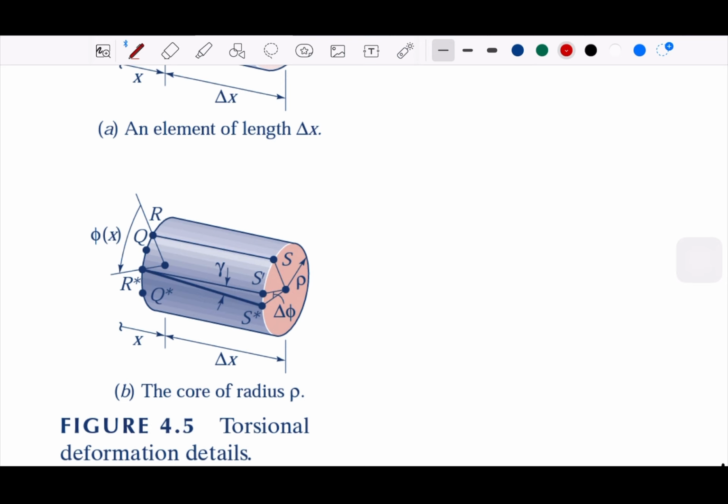Now we have Q, another Q here. So R, Q, and this RQ is going to change into new positions, R asterisk and Q asterisk here. And then the S, as we mentioned before, is becoming S asterisk, and then we have this S prime.